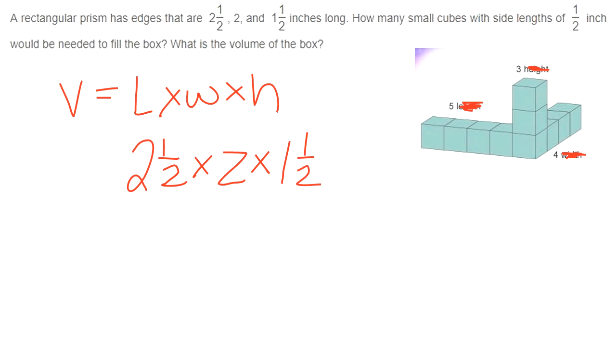So take a second and test yourself. What are we going to do with the 2.5? What are we going to do with the 2? What are we going to do with the 1.5? Don't do anything else after that. Just convert your fractions and your numbers to the right thing.